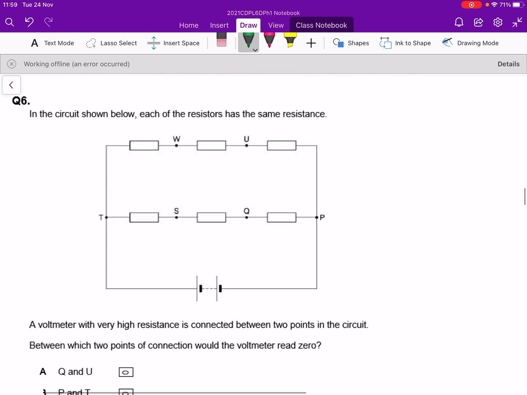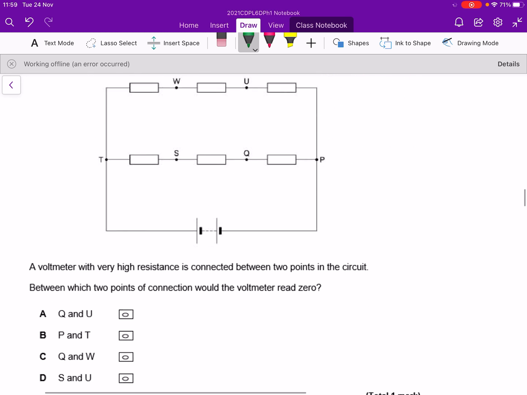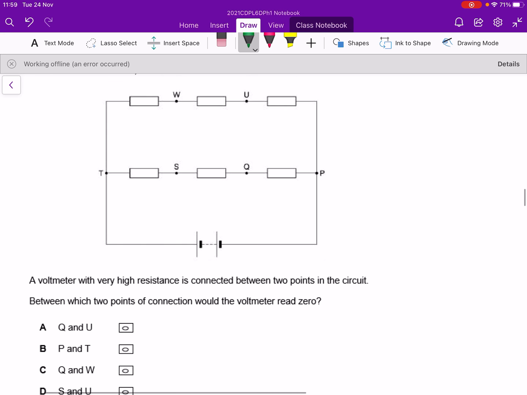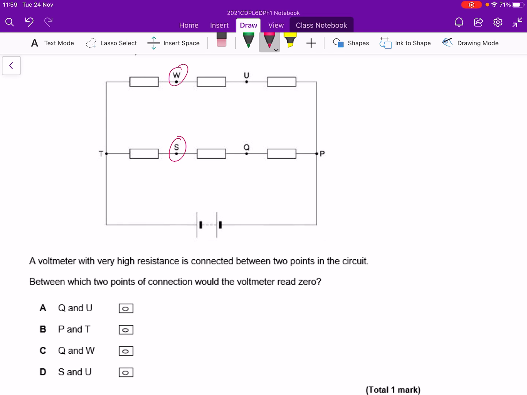Question 6. Circuit below, each have the same resistance. Which two connections with the voltmeter read 0? Okay, so I need to look for 2 points of equal potential. What I could imagine is if I connected W and S, they will be at the same potential, won't they? If you imagine the current flowing around here, they've both gone through one resistor. They'll have some voltage drop across that first resistor. They'll both be at the same place.